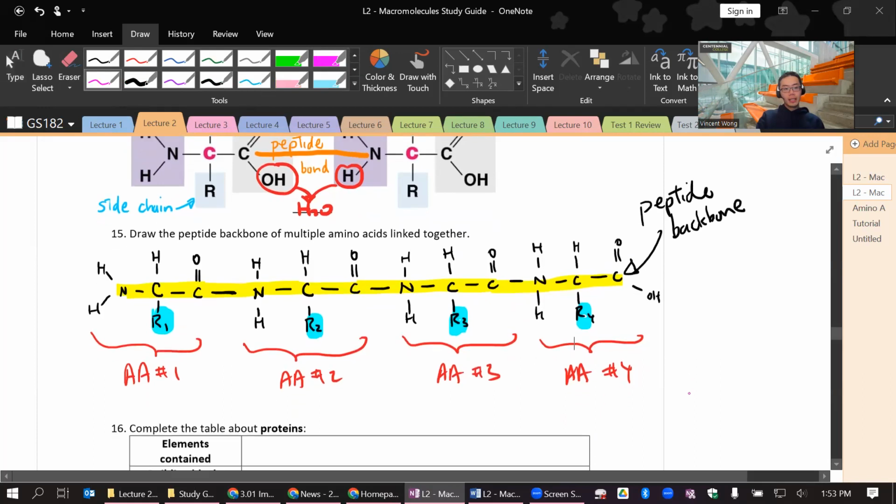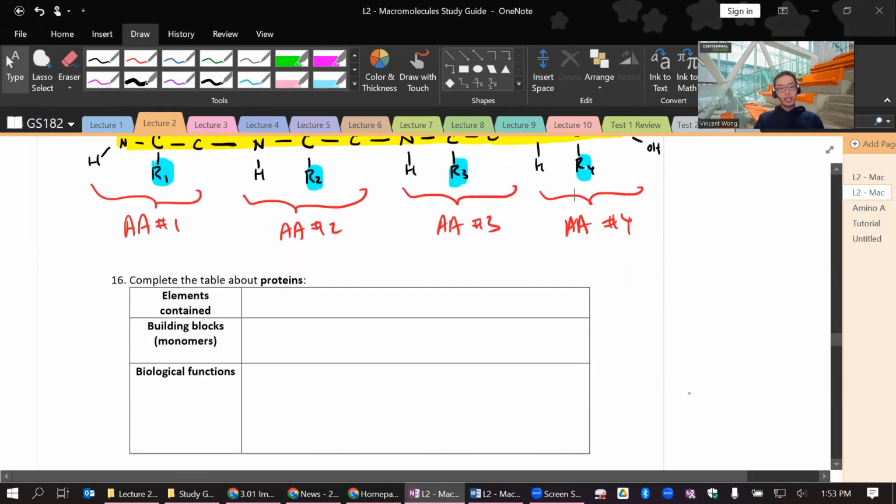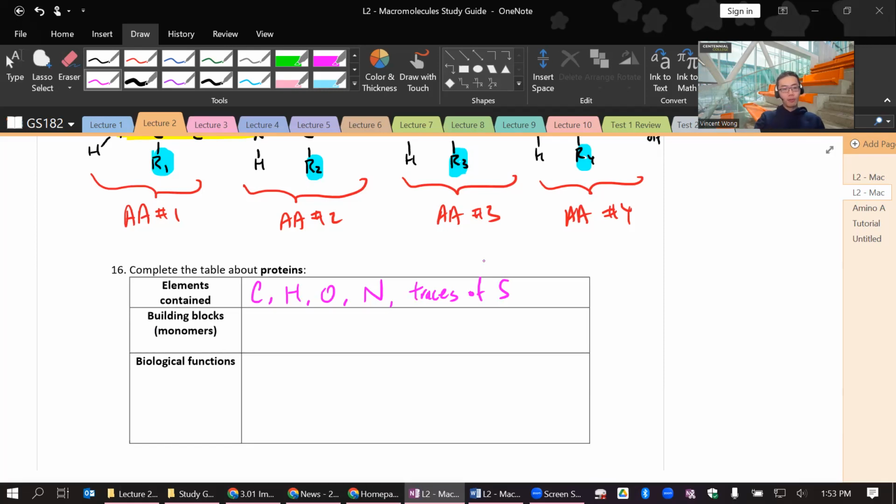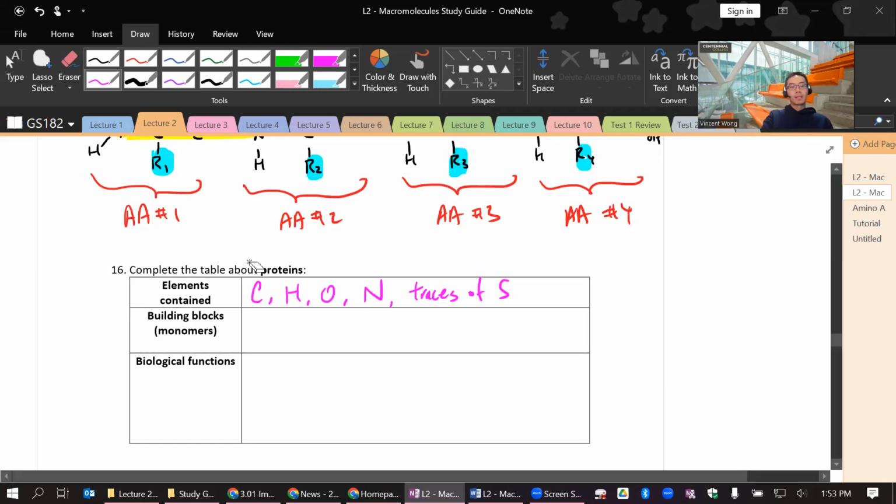All right, moving on. Complete the table about proteins. In proteins, we have C, H, O, and N, and then traces of sulfur, a little bit of sulfur. It turns out one of the 20 amino acids has sulfur in it. And so the building blocks would be 20 different amino acids.